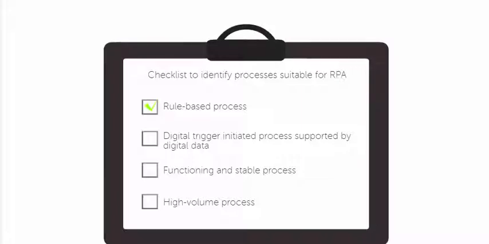The process should be rule-based and not dependent on human judgment. It should be initiated by a digital trigger and should be supported by digital data. It should be functioning and stable. The process could involve large volume of executions. In fact, higher the volume, more the reason for automation.